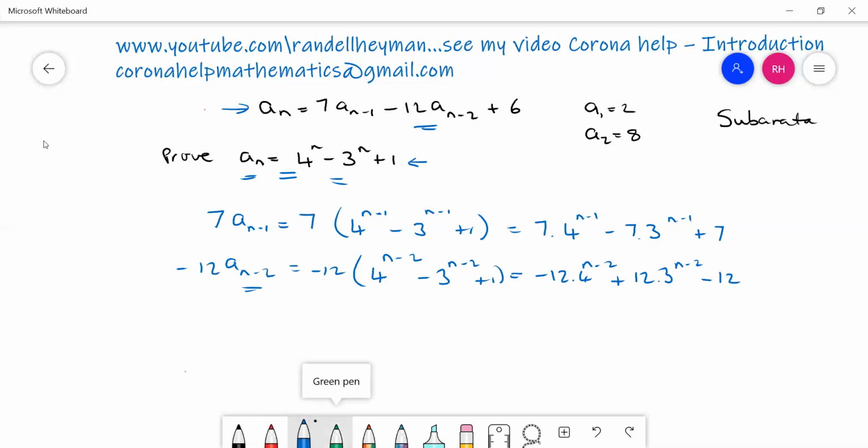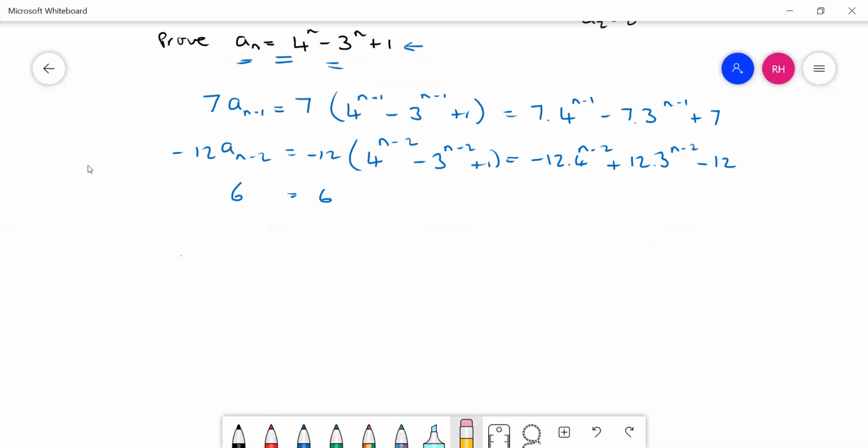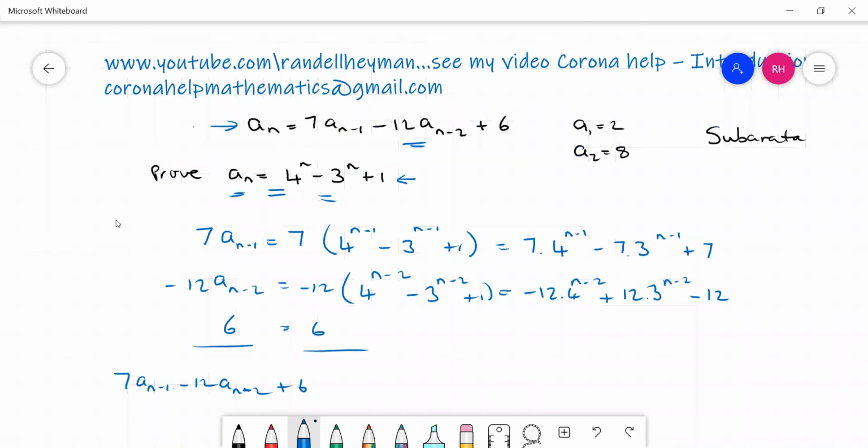And then I suppose I could just put the number 6 equals 6. Now I can just total this. I'll just do a couple of totals. So here I've got 7 A_(n-1) minus 12 A_(n-2) plus 6. Now, why have I done all this? Well, that's what we've got up here.